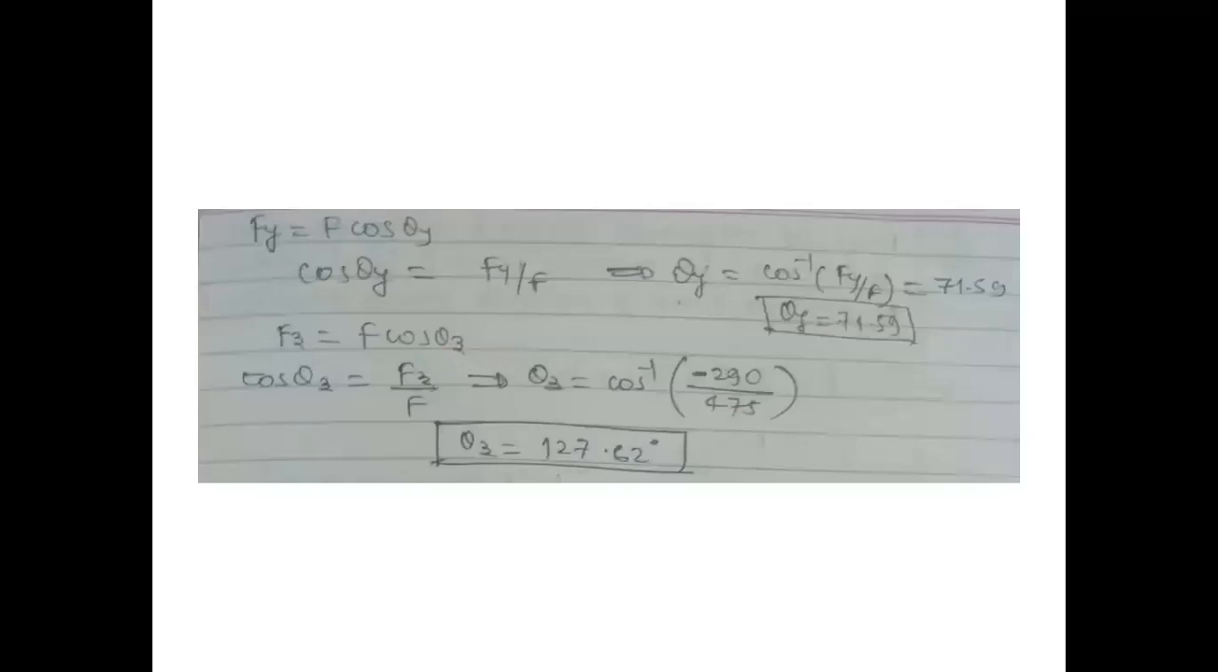Fx is equal to F cos theta x. Cos theta x value is not known to us, so cos theta x is equal to Fx by F. Fx is 345, the coefficient of i, and F we have just now worked out, that's 475. Then if we take a cos inverse of it, we'll come to know theta x is 43.42. Likewise, Fy is equal to F cos theta y, from that we can find out the value of theta y. By equating Fz is equal to F cos theta z, we can find out theta z. Okay, this completes your problem.